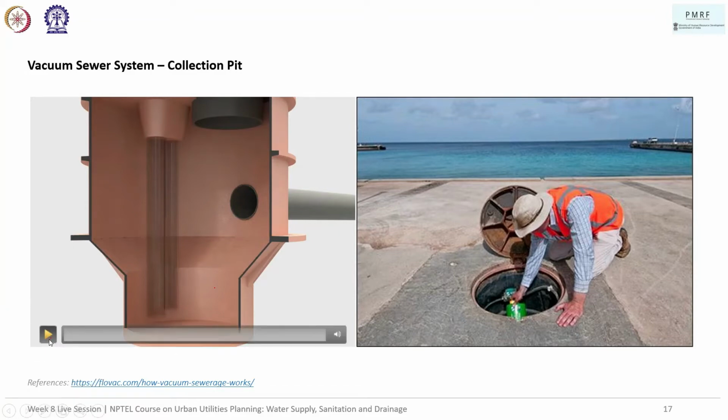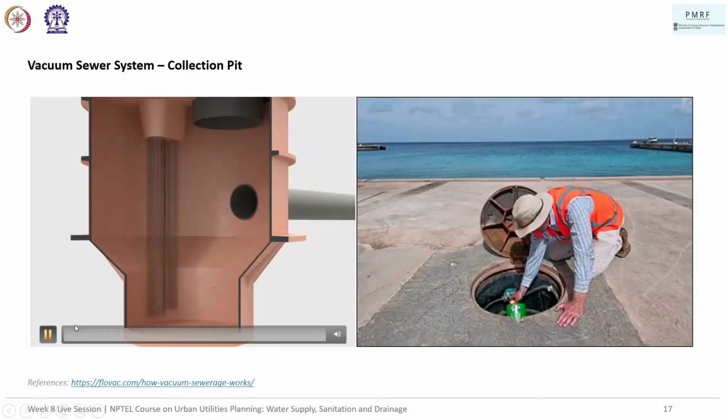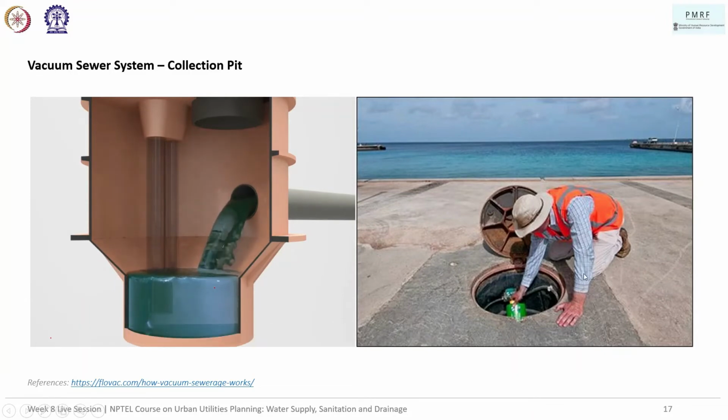So what happens is once the sewage fills into the pit beyond a point, it gets sucked out. So it sort of is a trigger for the entire operation to happen. You can see it again. After this level, the suction starts, right? So this is just a photo of somebody trying to maintain the pit.